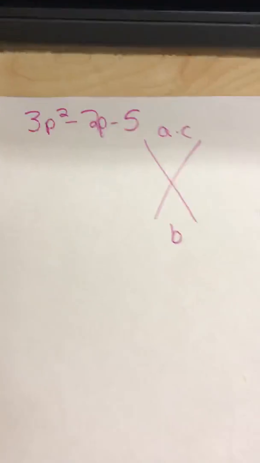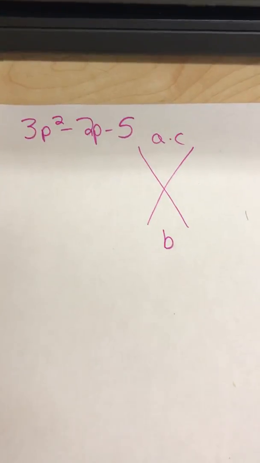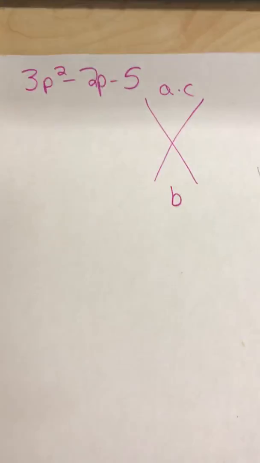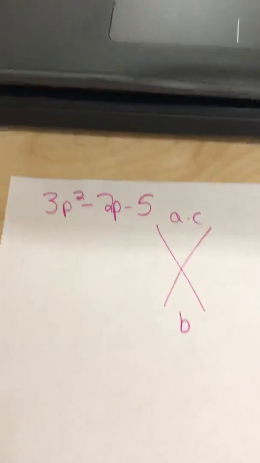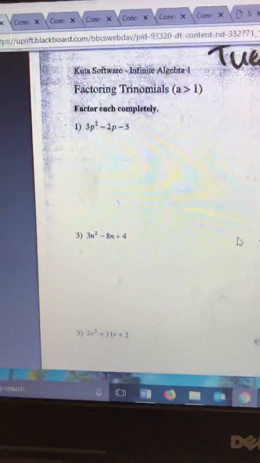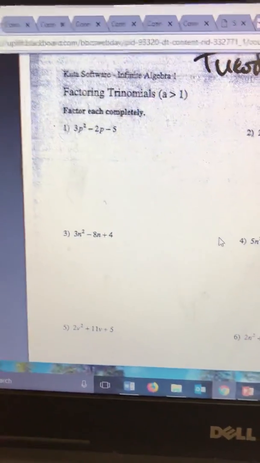Alright, 8th grade scholars, so today we are continuing factoring this week. I'm going to do one example, and this is actually the first example on our sheet today. So number one, 3p squared minus 2p minus 5.